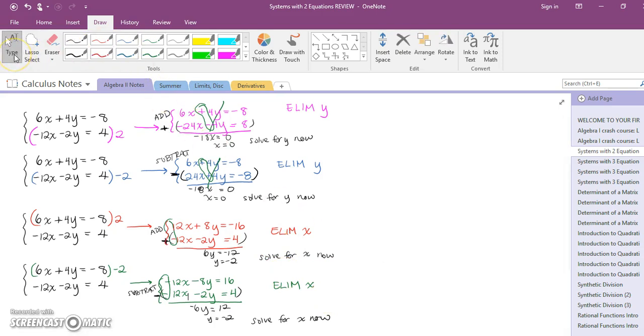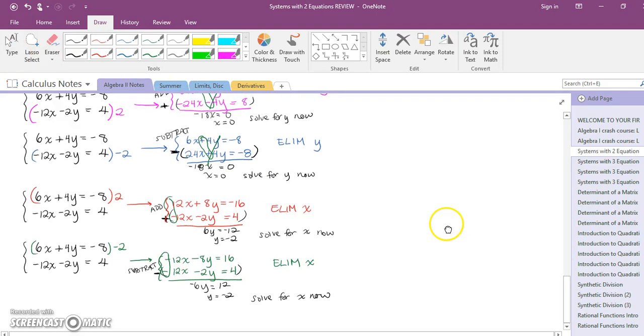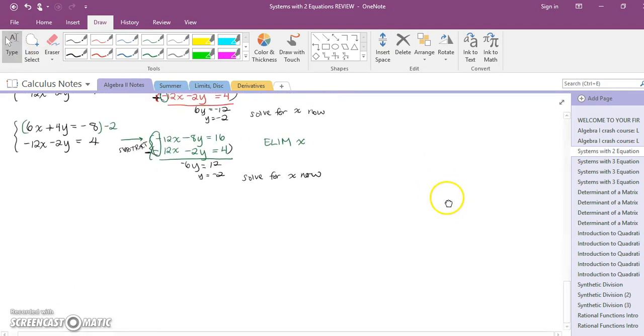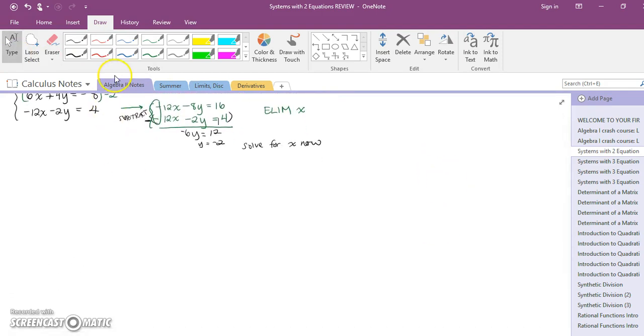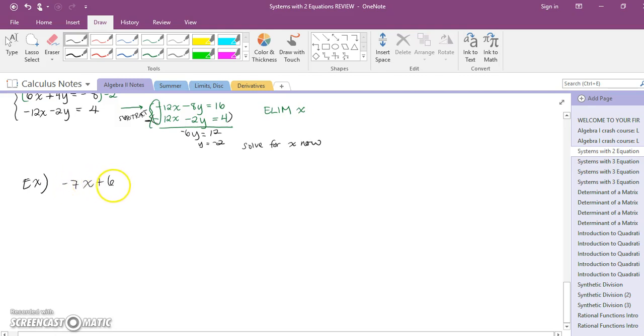Okay, so check your work here, and we're going to do one more problem together. The last problem is whenever you not only multiply one of the equations by a constant, but you actually have to multiply both of the equations by a constant. So your last example, you can do this one out with me here, is negative 7x plus 6y equals 20, and 3x minus 4y equals negative 20.